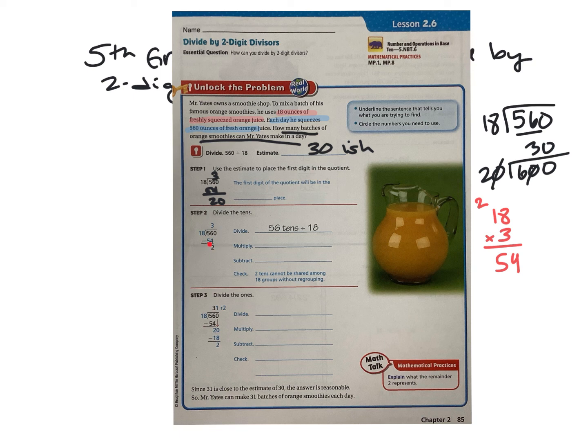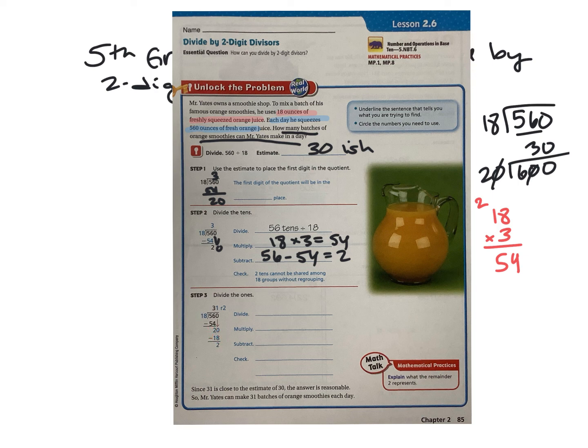Oh, and that's what they have here. Okay, then we bring down. Oh, and we did this step over here: 18 times 3 equals 54. And then we subtract 56 minus 54 right here. We were kind of working ahead of ourselves a little bit. That gave us a 2 remainder. And then we bring down that 0 for the 20.